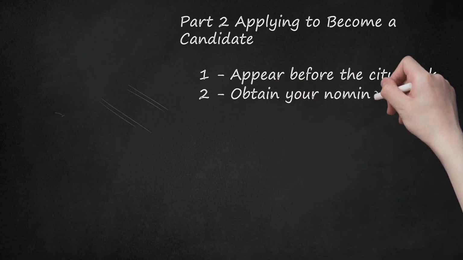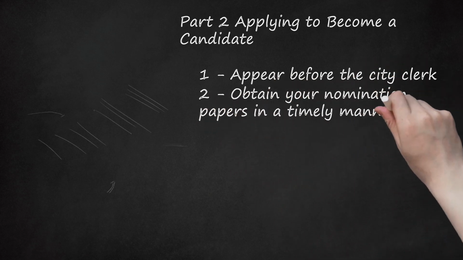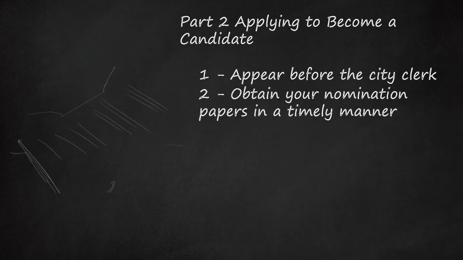2. Obtain your nomination papers in a timely manner. When you visit the city clerk's office, you will let an administrator know you wish to run for city council. This declaration must be made within a certain time period in order to be valid. Some cities offer a beginning date and an ending date in which you can apply.